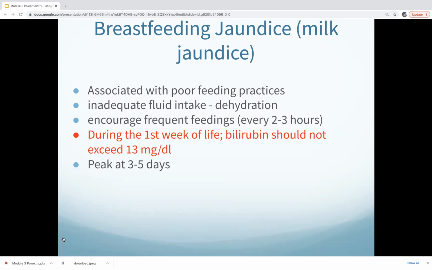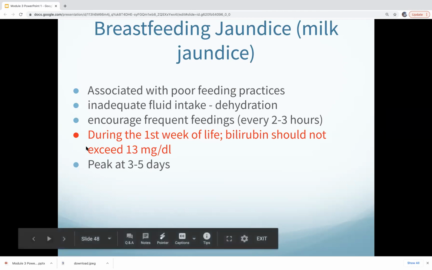During the first week of life, bilirubin should not exceed 13 milligrams per deciliter. That is one thing I want you to know. It should not exceed 13 milligrams per deciliter during the first week of life.